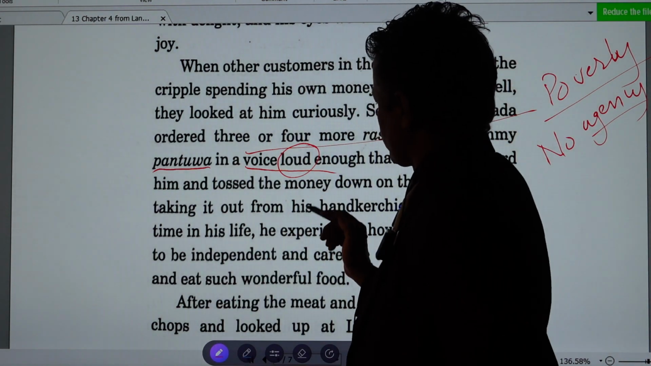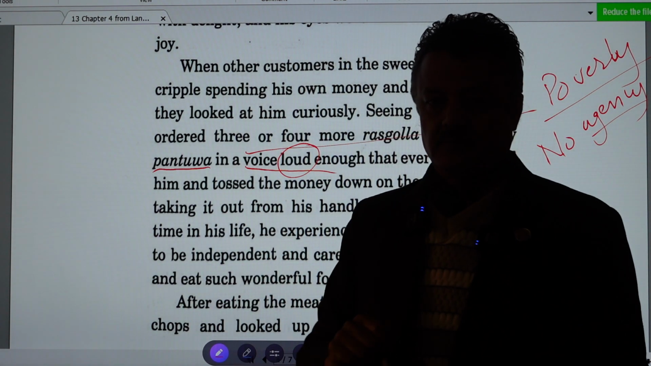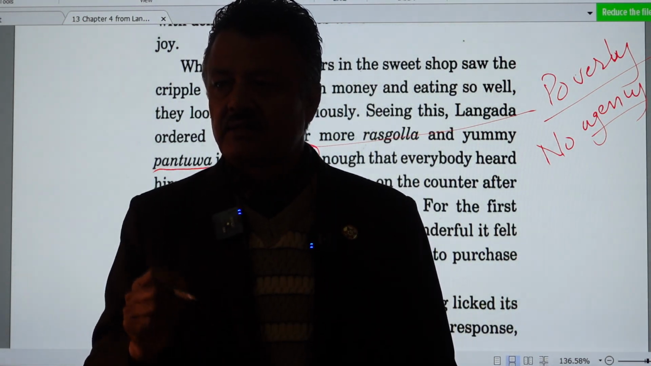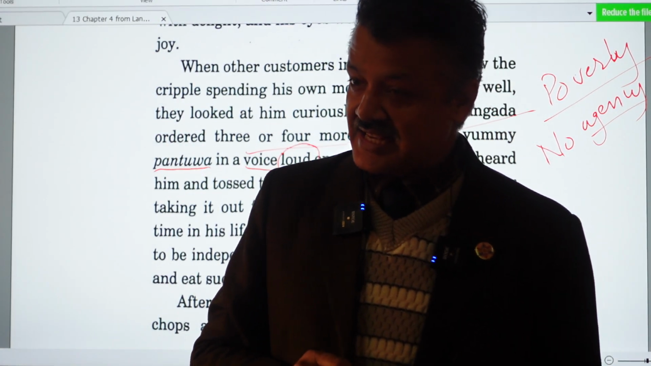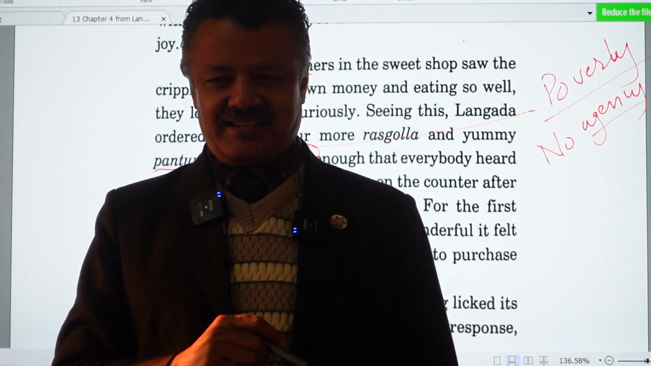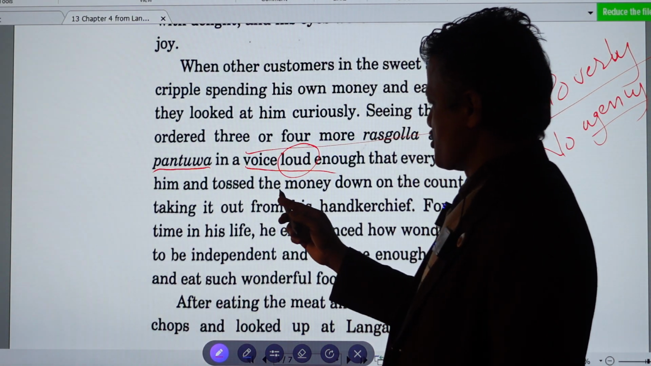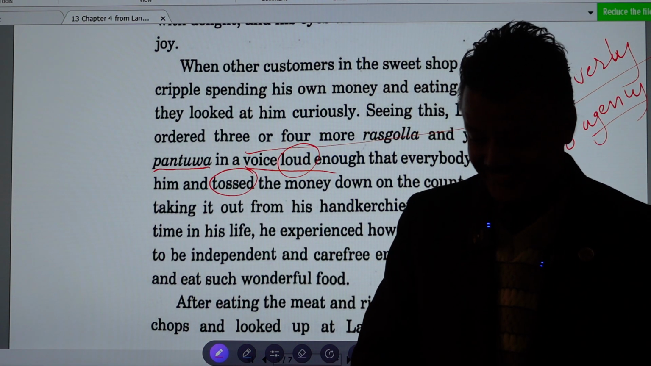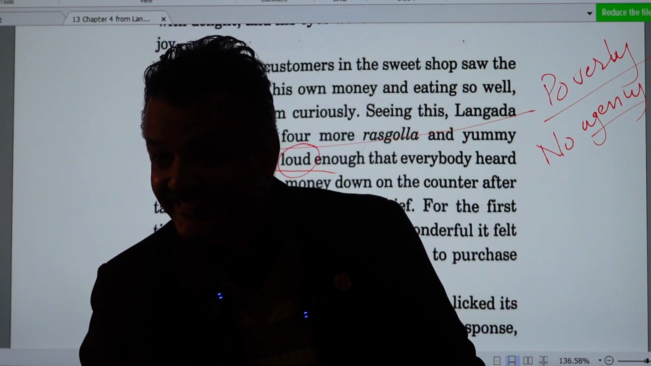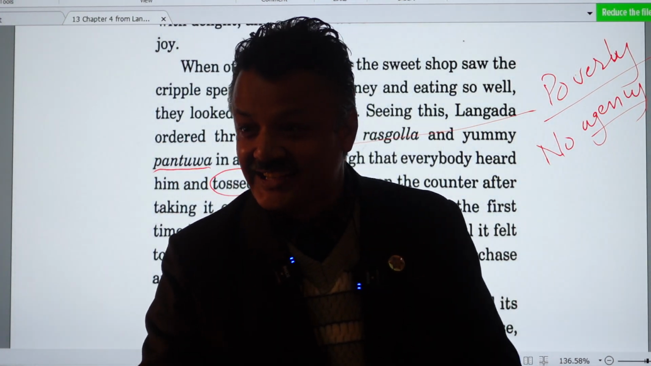So do you see, when the cripple has money, he has agency. When the cripple has no money, he has no agency. So what brings agency? Money brings agency, right? That everybody heard him and tossed the money. Look, toss the money. See the gesture, hand gesture. Tossing the money. You make a sound on the table, on the counter.